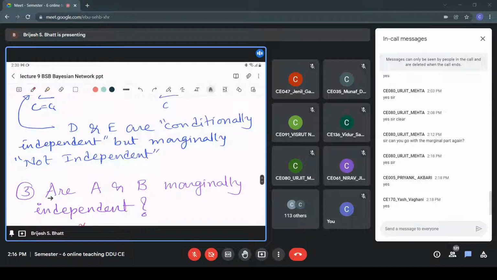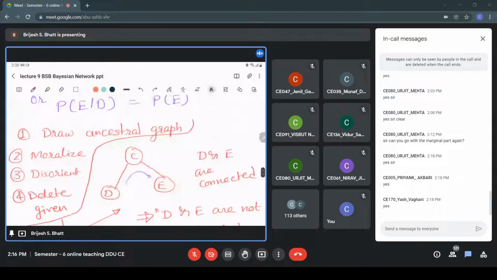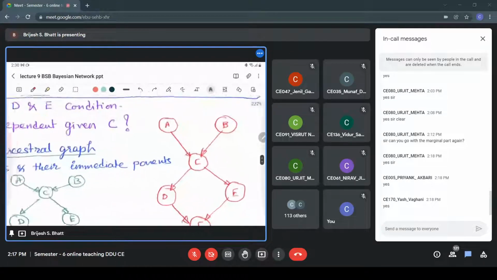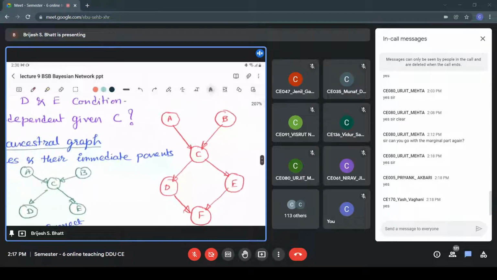So are A and B marginally independent in the graph? Which graph? The first one. This. So are A and B marginally independent here? Visually it is very easy, but let's try the procedure also. So remember this graph. What do we need to do? Let me repeat the steps and then we'll see the calculation.